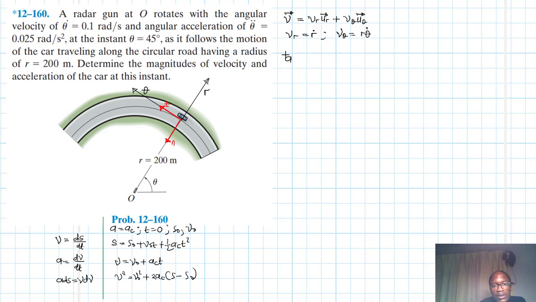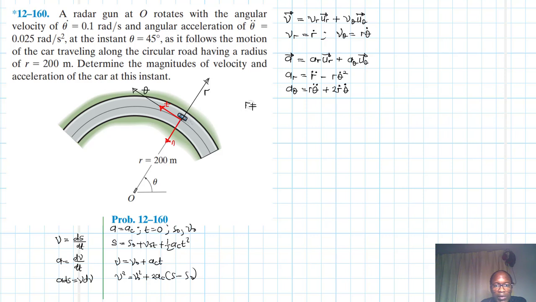And then we do have our acceleration, which is just equal to a_r u_r plus a_theta u_theta, like so. Our a_r is equal to r double dot minus r theta dot squared. And our a_theta is just equal to r theta double dot plus 2 r dot theta dot. You can check out how to derive this.